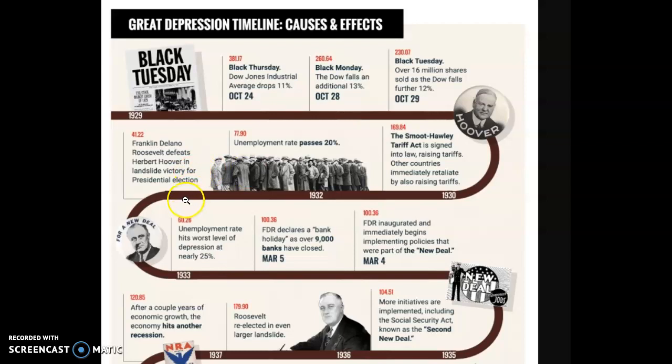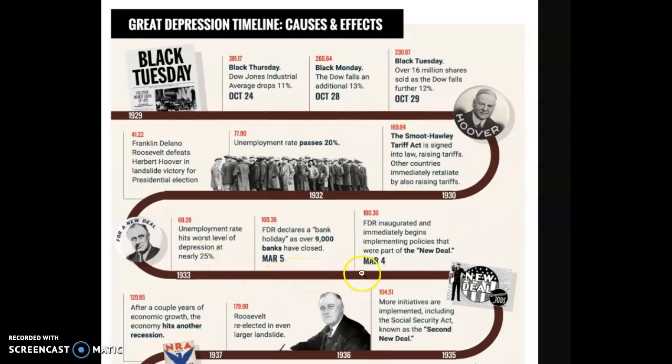Later in 1932, Franklin D. Roosevelt became the president and he beat Herbert Hoover. And 1933 is when the unemployment rate dropped to the worst rate ever, which was nearly 25%.